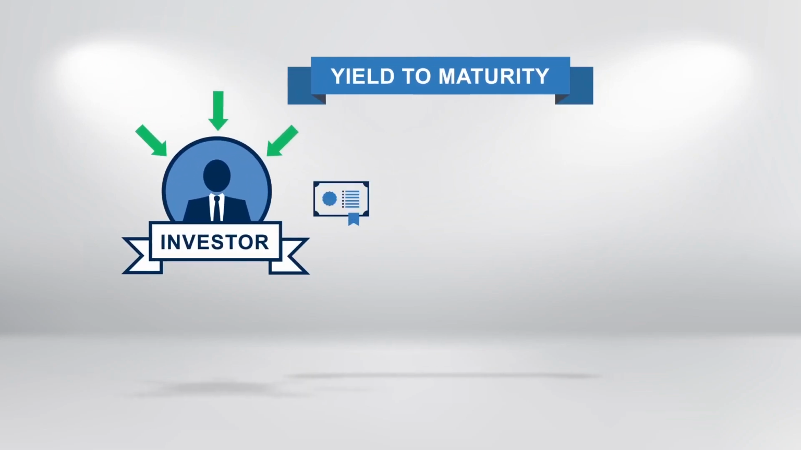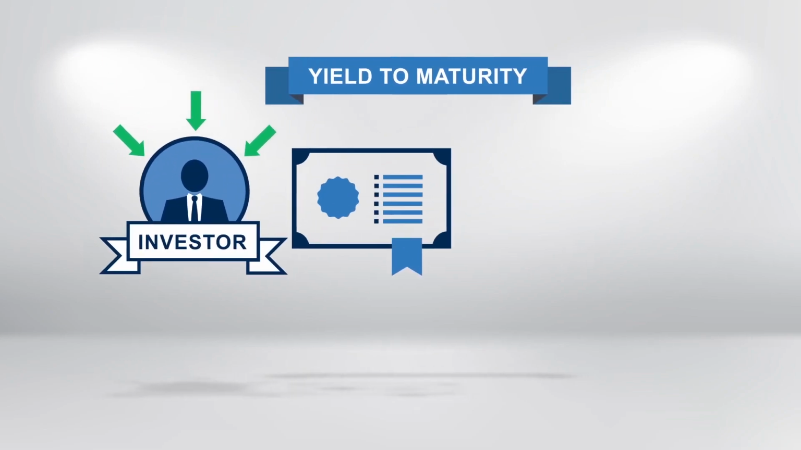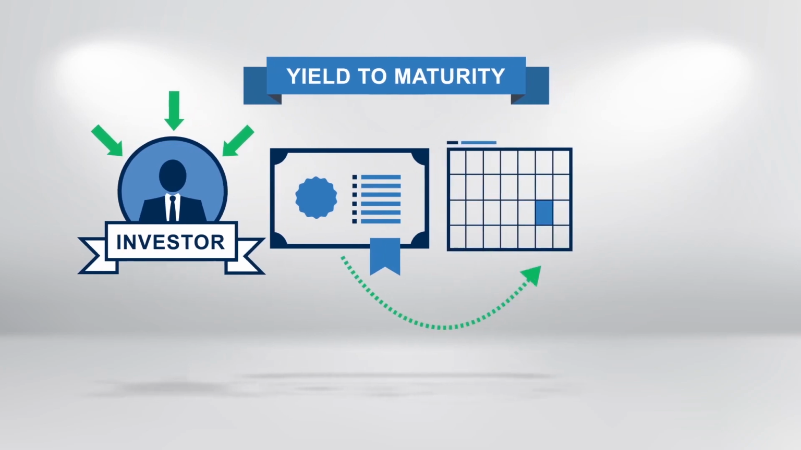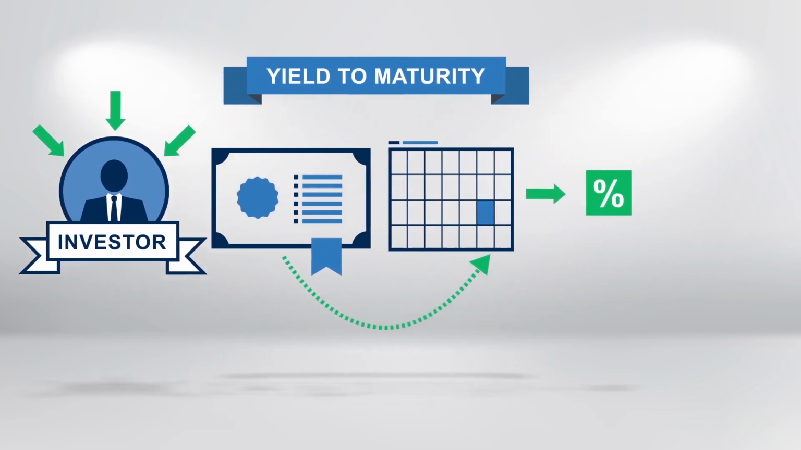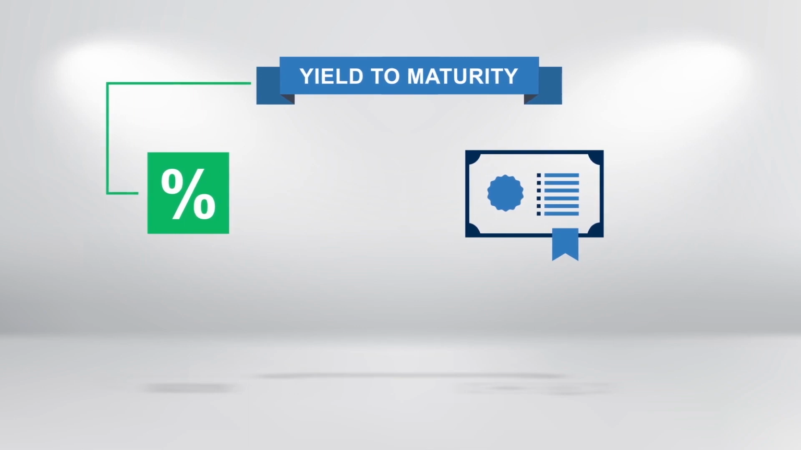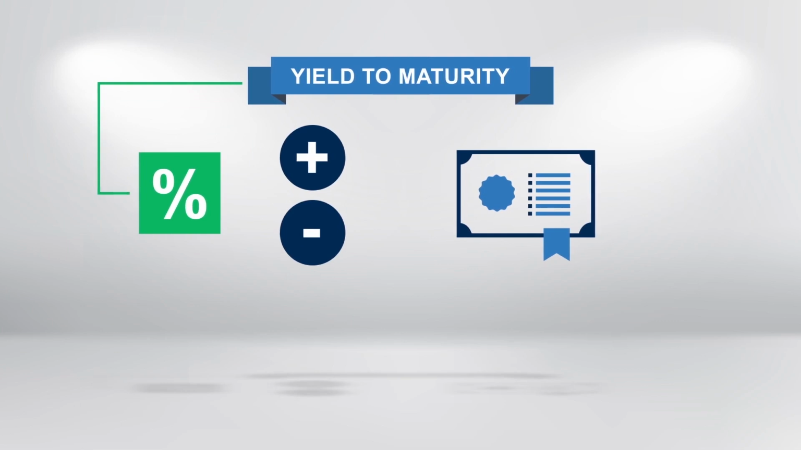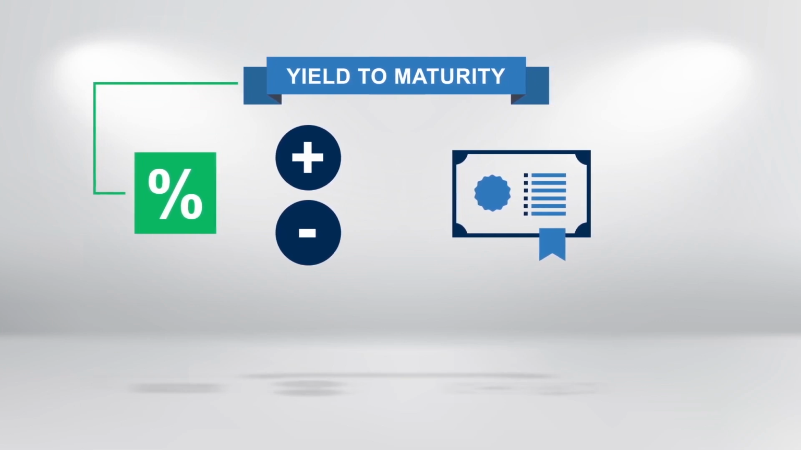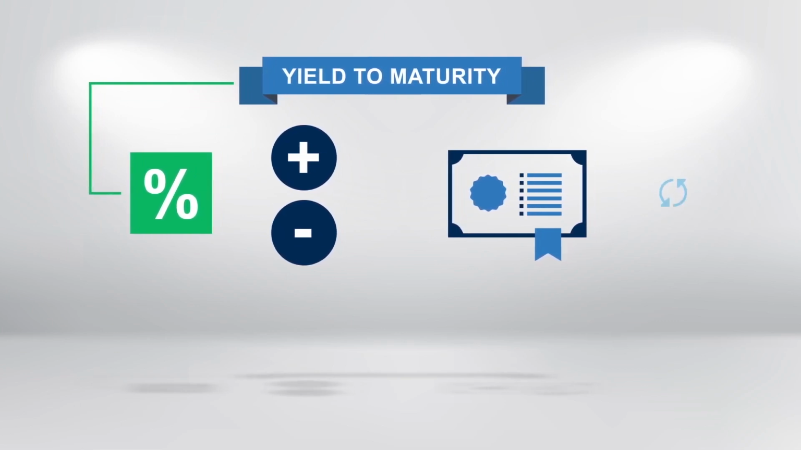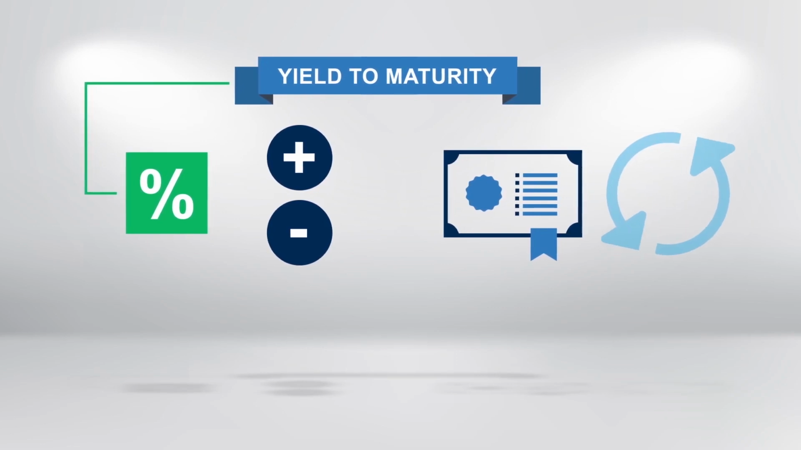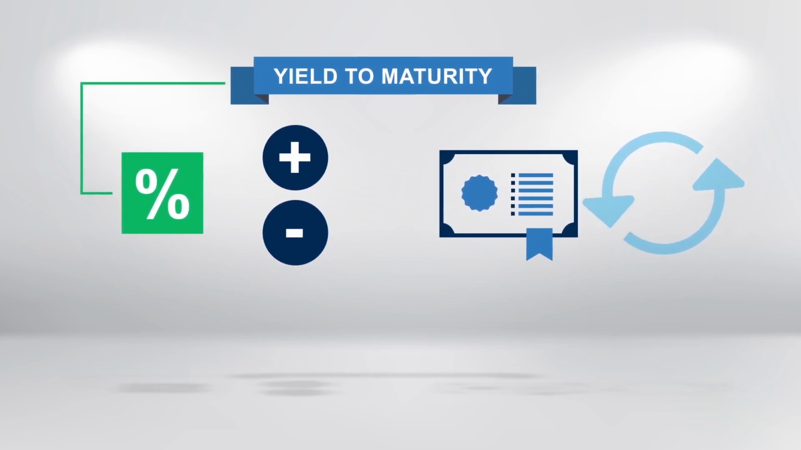The yield to maturity expresses the return that the investor gets on the bond investment if it's held to maturity. It's shown as a percentage. The yield to maturity equals all the interest payments the investor will receive, plus any gain or loss between the price the bond was bought at and the repayment price, which is usually 100.